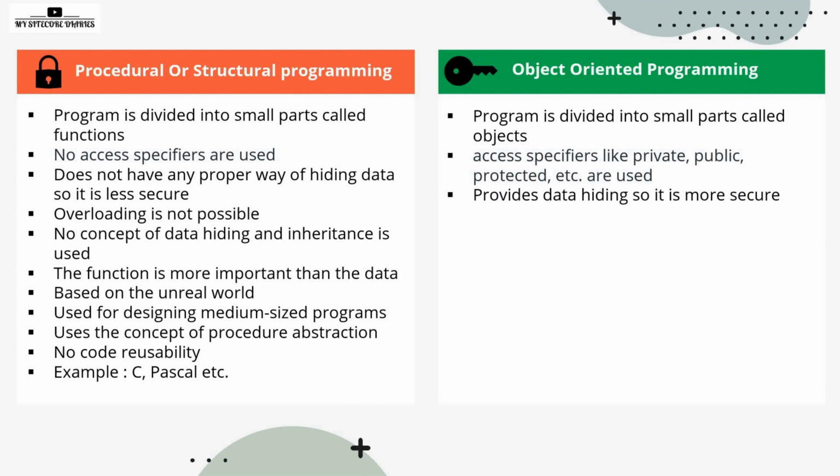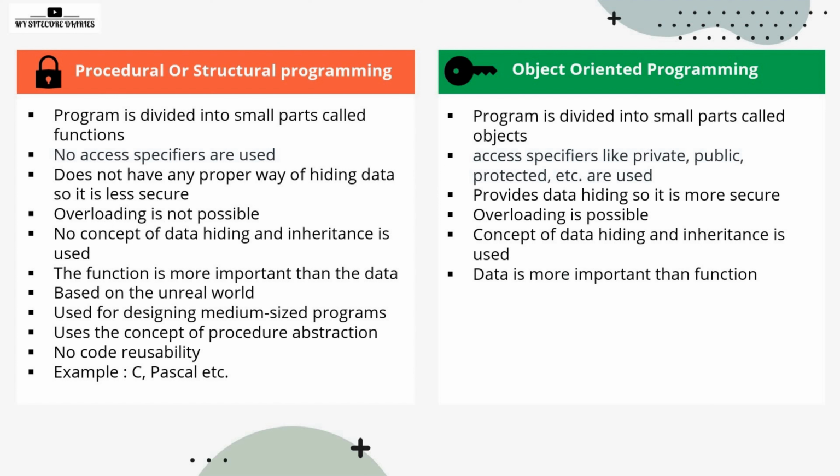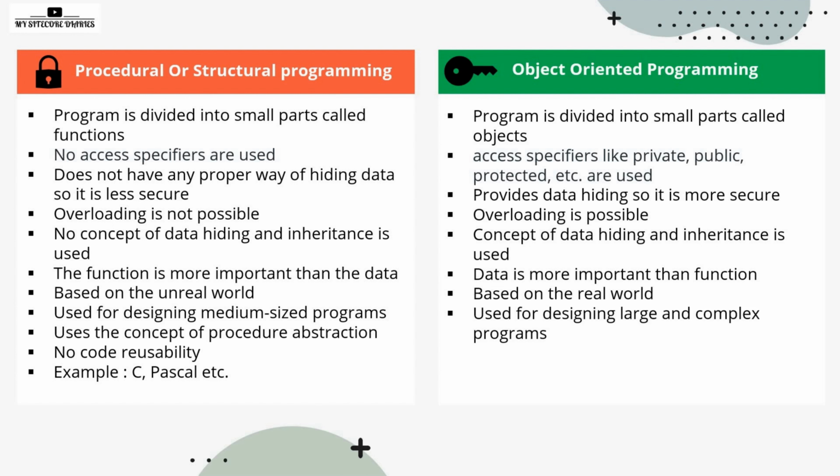It provides data hiding, so it is more secure. Overloading is possible. The concepts of data hiding and inheritance are used: we use ways to hide data, and inheritance uses a parent and child relationship. Here data is more important than the function. It is based on the real world. We just saw the car example, which is a real-world example.